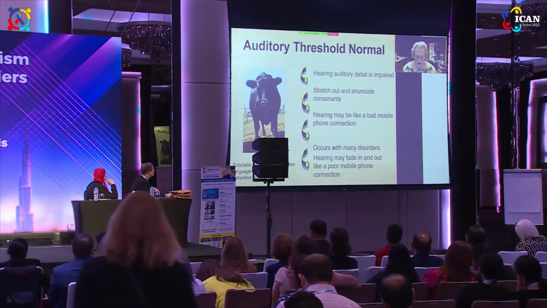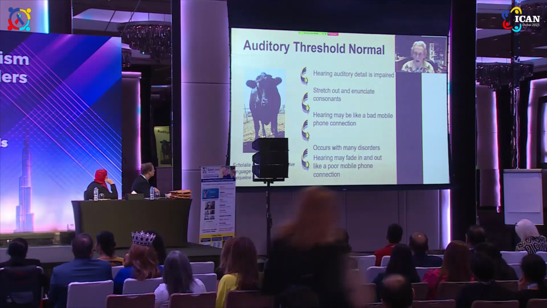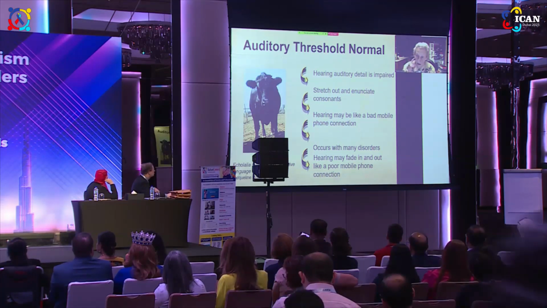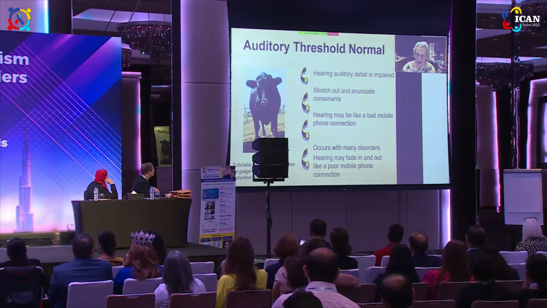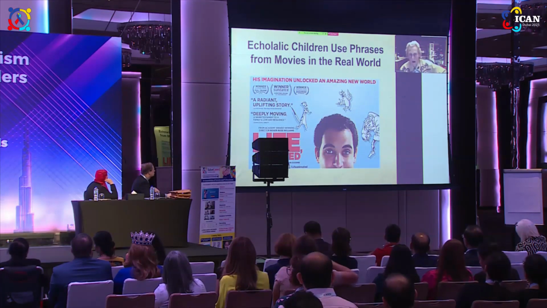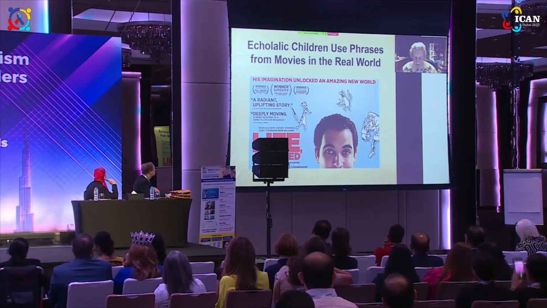There's kind of three ways that the brain can have a problem with language. Not hearing the auditory detail, where I'm hearing gibberish, or trouble with getting my speech out, which is expressive. And then on the next slide, I talk about echolalic children. Echolalic children have good speech and they will recite an entire movie script. But the problem is they don't know what the movie script means.